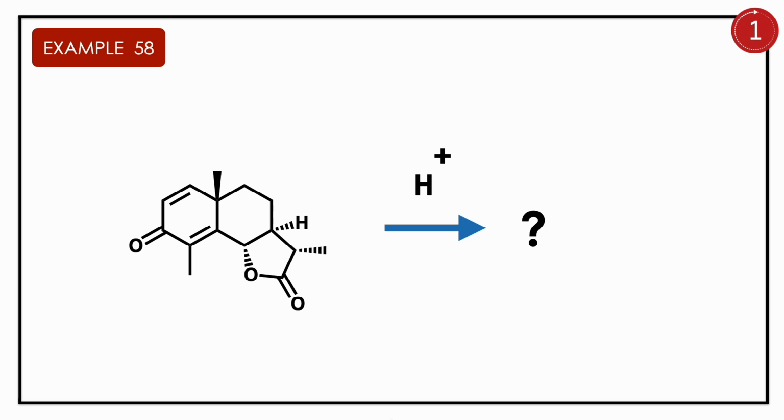Then the next example: you have a fused system with a 6-member ring and a 5-member lactone, and you have a conjugated ketone with a methyl group. Here the methyl groups are stereochemically specified. The ester is also below the plane. You are using acidic condition. You should find what will be the final product.